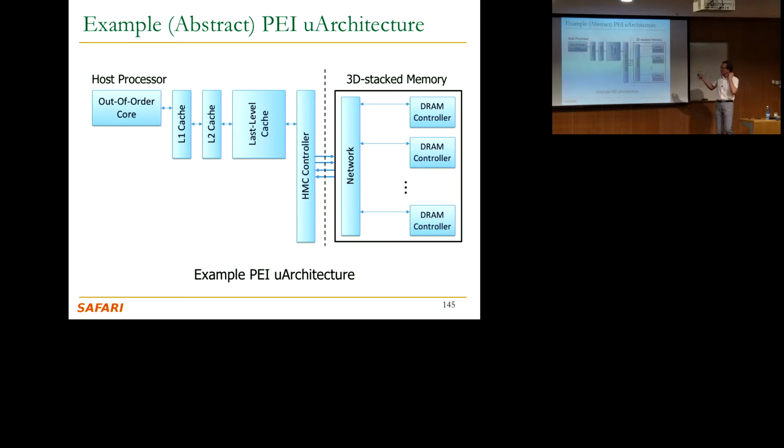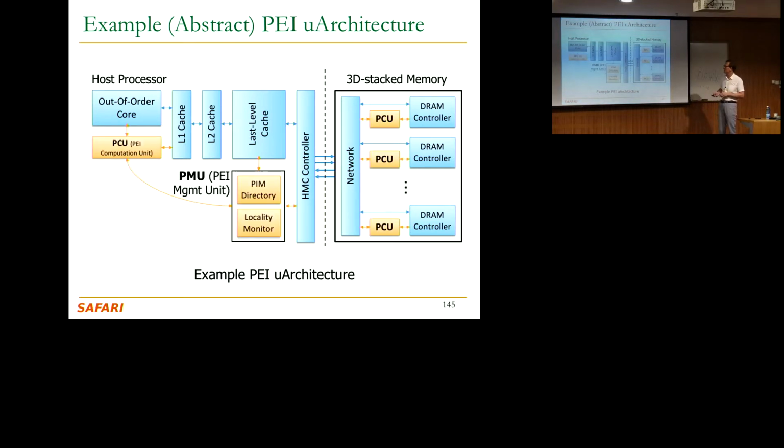And this is the example PIM-enabled instruction microarchitecture, just for your visualization. We basically have a PEI management unit over here and a PEI computation unit. The host processor, based on this locality monitor, decides whether to execute in the computation unit or send it to the computation unit that's inside the 3D-stacked memory. Of course, the computation unit can be inside the out-of-order core, no question about that. And also, if you want to actually execute inside memory, you lock it inside memory using this PIM directory such that nobody else accesses it and brings it into the cache.